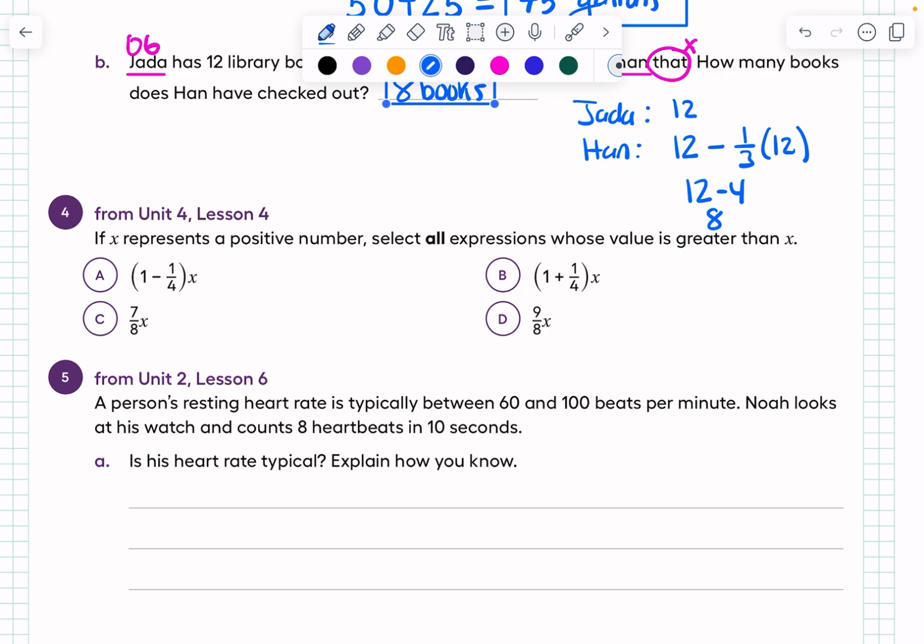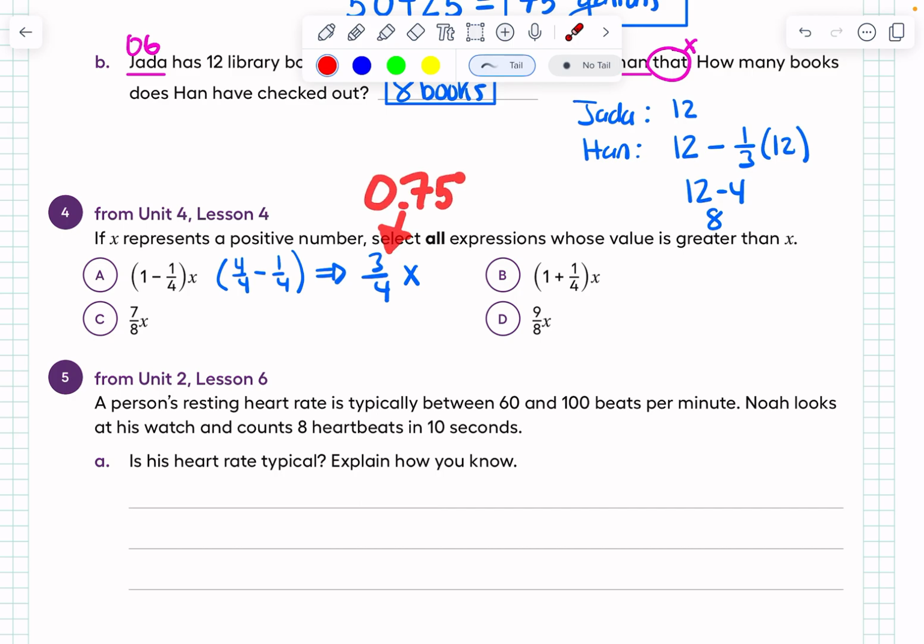If I have 1, I'm going to change this 1 to 4/4 because I can. And 4/4 minus 1/4, well, that would be 3/4. So I have 3/4 x. If you have 3/4 of x, that means it's a smaller amount because it's 3/4. It's less than 1 because 3/4 is 0.75 and 100% as a decimal is 1.00.